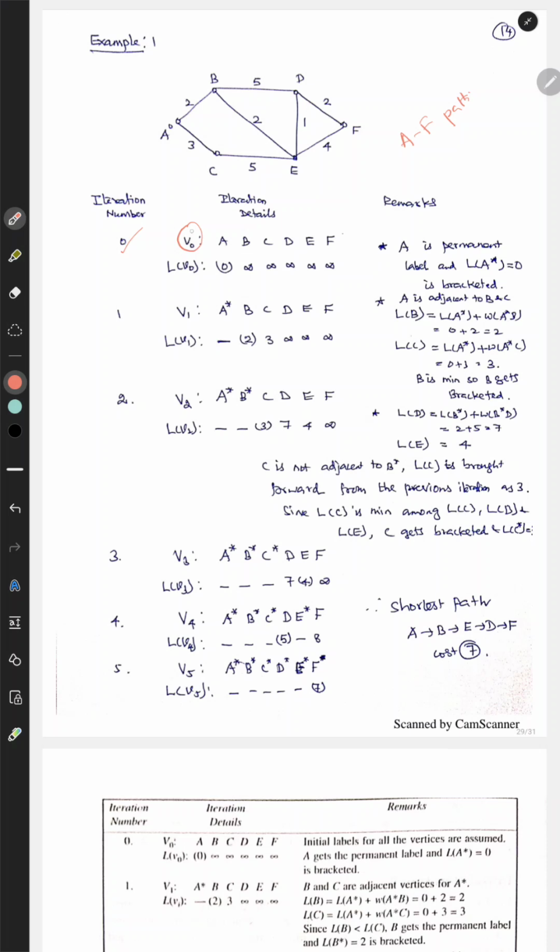So what is the idea? In the 0th iteration, we will start with the initial vertex. In the A to F paths, you have several A to F paths.